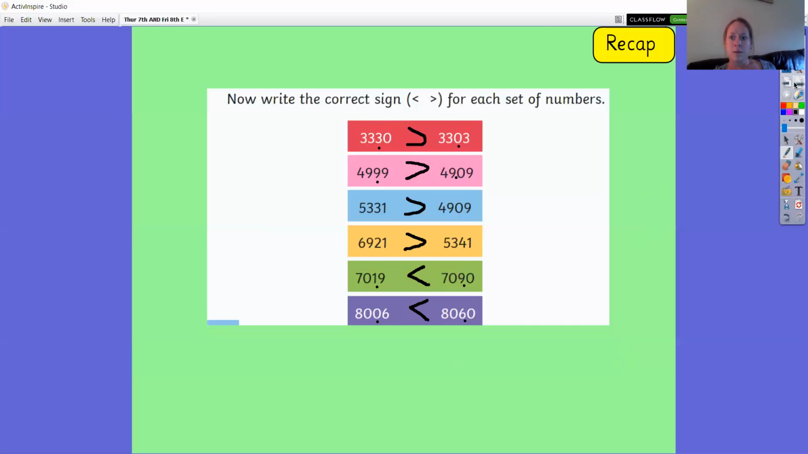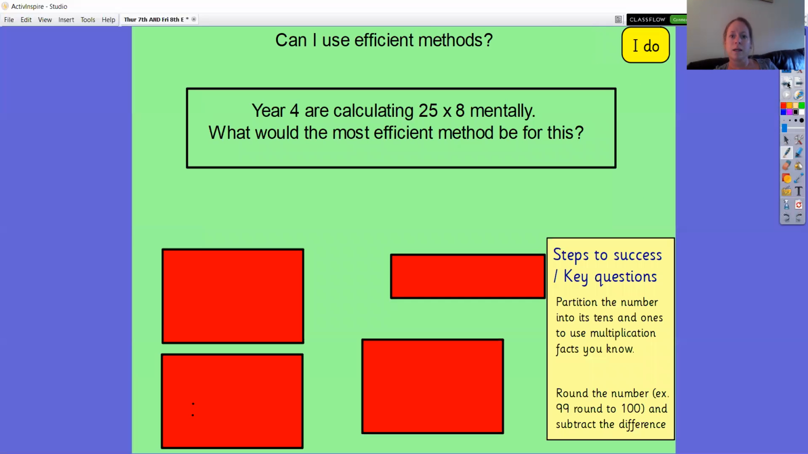Okay, let's move on to the main part of our lesson then, multiplying using efficient methods. So I've got a sum here. Year 4 are calculating 25 times 8 mentally. What would the most efficient method for this be? Well, an efficient method just means the most straightforward, the easiest, the most practical method of doing something, which when you're doing this in maths, it actually can be different for different people.